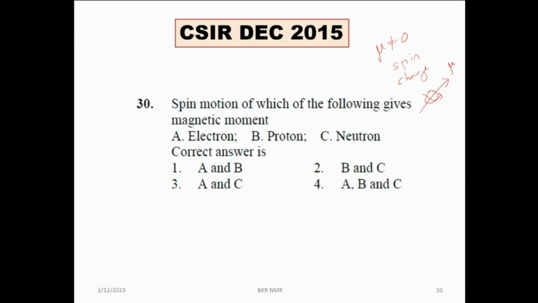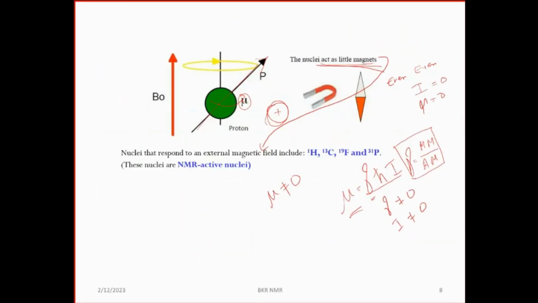So what does the nucleus need? It needs spin and it needs charge. Based on that, what answer would you say? A and B. So electron has negative charge, it has spin. Proton has positive charge, it has spin. Therefore, these two should have a magnetic moment. We saw in the first slide that it should have spin and charge. Only if both spin and charge are present will it generate a magnetic moment.